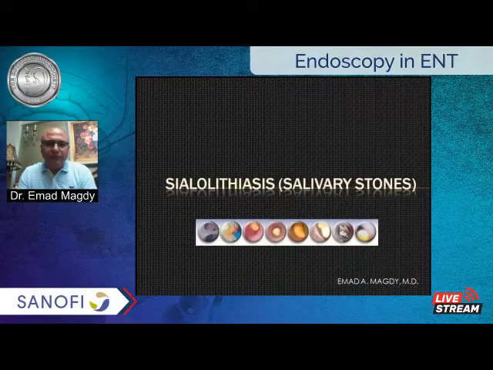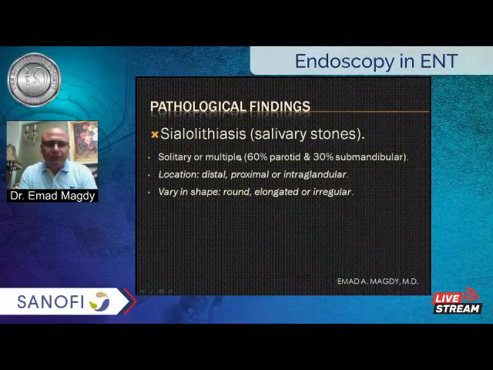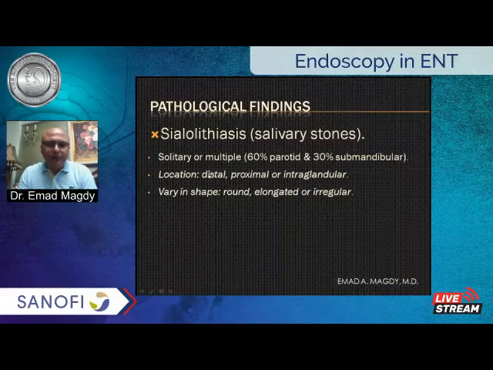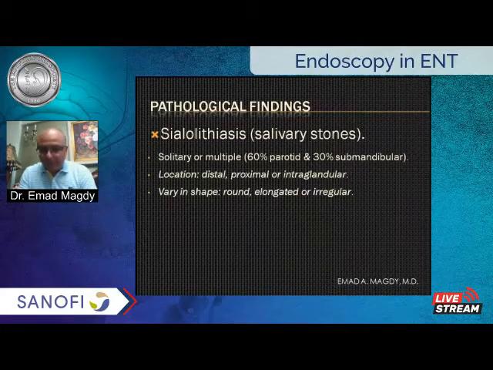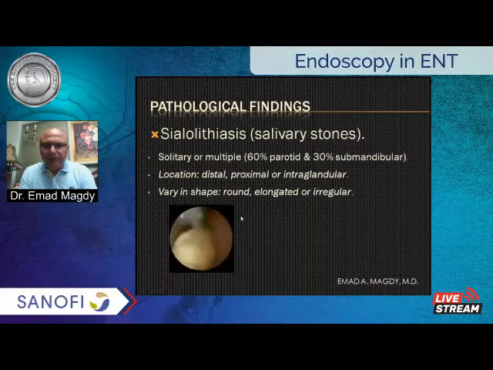Obviously, the most important use of sialendoscopy is in the area of salivary stones. Well, salivary stones can be either solitary or multiple, and multiplicity is usually more common in the parotid than the submandibular. You can have distal, proximal, and intraglandular. And by the word distal, I mean closer to the papilla. So a proximal stone is closer to the gland itself. A distal stone is closer to the papilla. They can vary in shape, being round, elongated, or irregular.